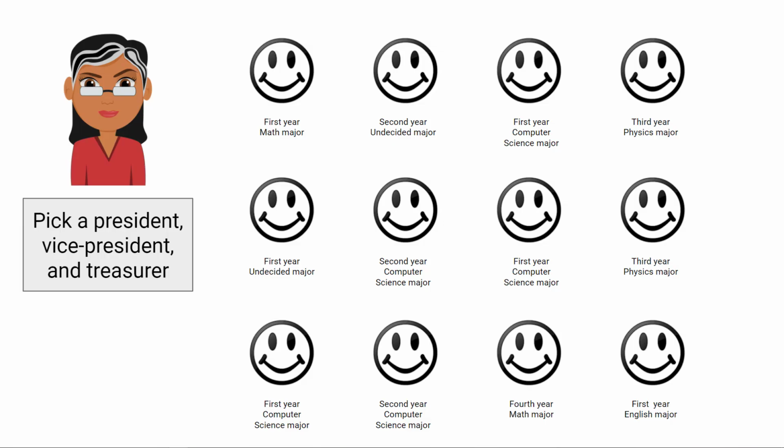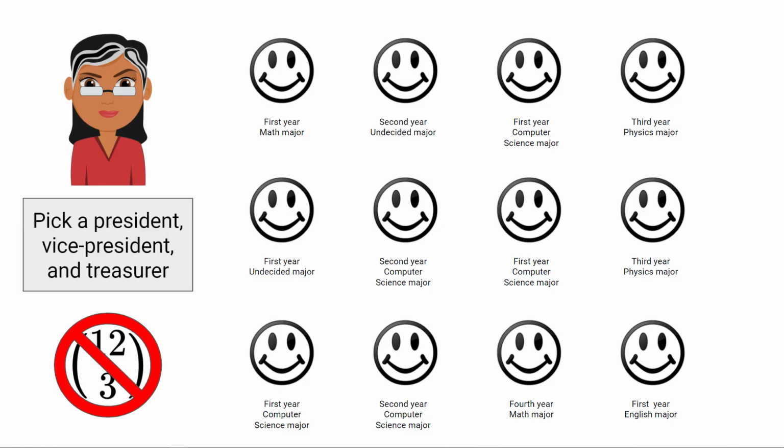You might be tempted to say the number is 12 choose 3, but that wouldn't be correct because that would treat the choice of Alice as president, Bob as vice president, and Chuck as treasurer as the same choice as Bob as president, Chuck as vice president, and Alice as treasurer. So let's think about this.